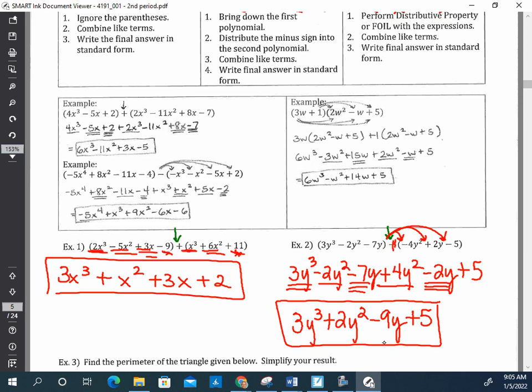Any questions, 1 or 2? Yes, go ahead. Is there anything else that has a y to the third? Then you can't combine it with anything. You just bring it down. If you can't combine it with anything, it just comes down and that's it. Oh, good question. Any other questions, 1 or 2?